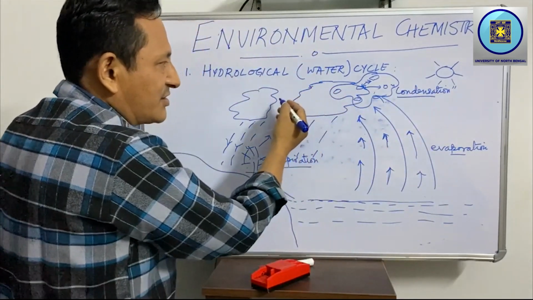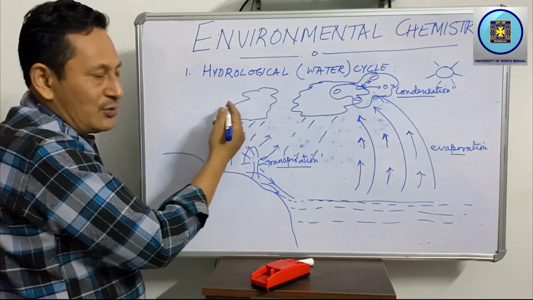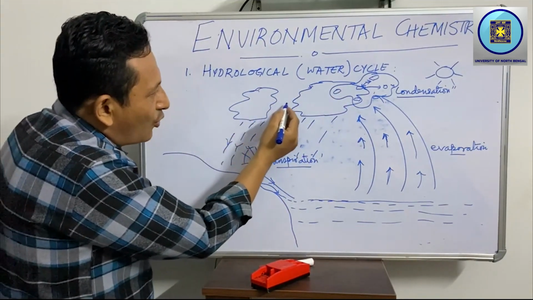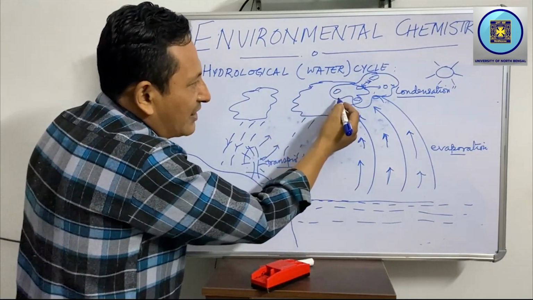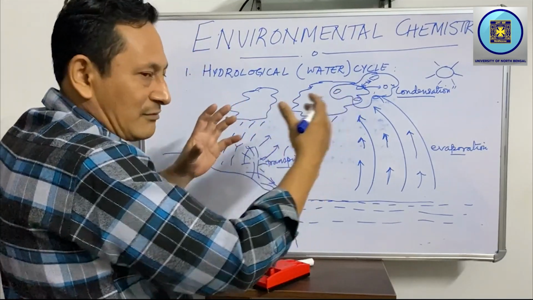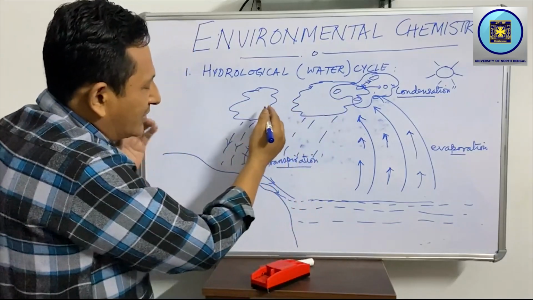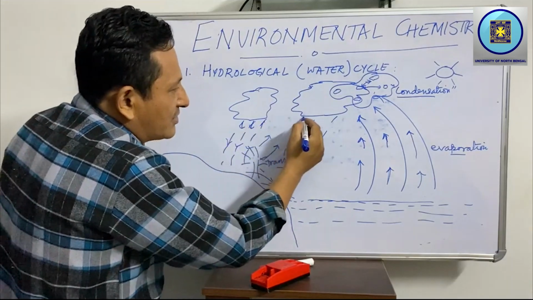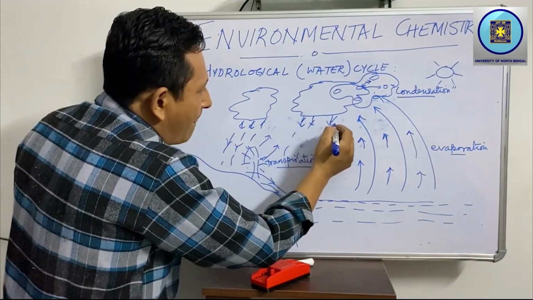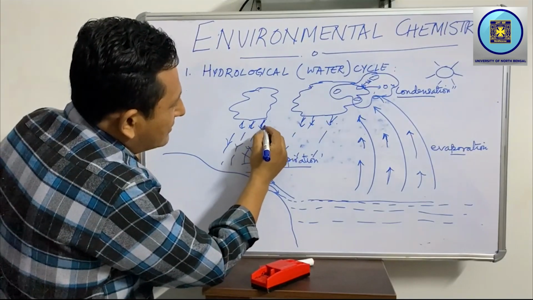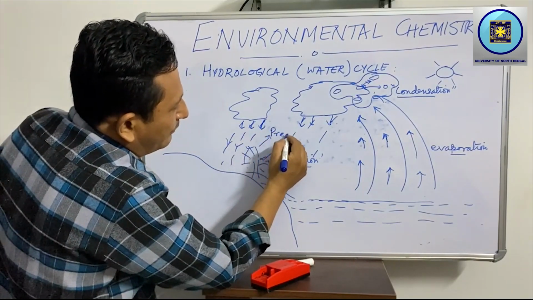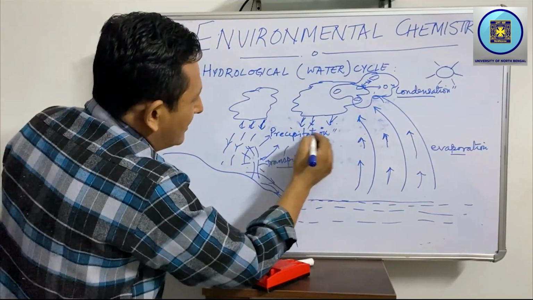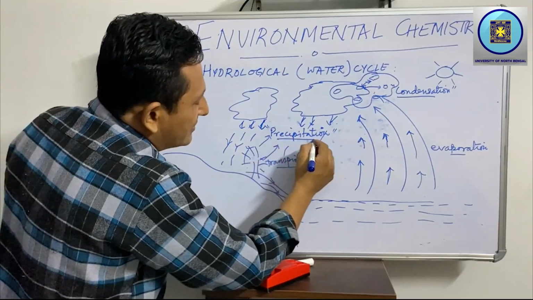Now the clouds start to move around with the wind and go to different parts of the world. When these clouds collide against each other and become heavy, they start to fall down. They start to fall off the sky, and we call this precipitation. This is the third stage.